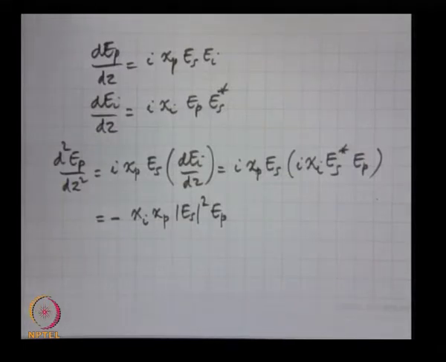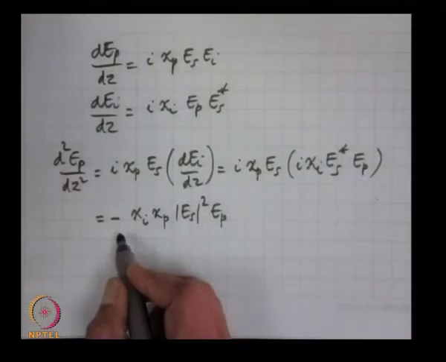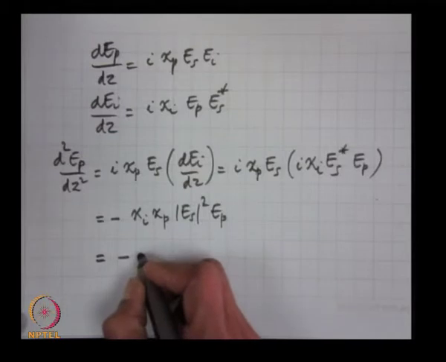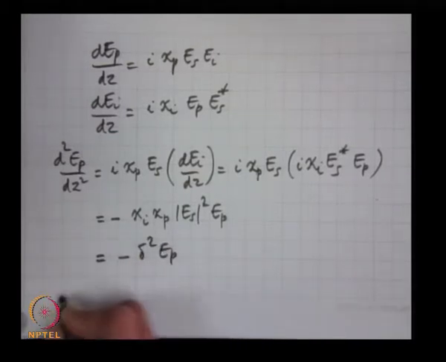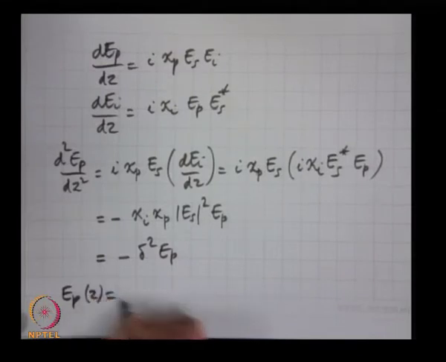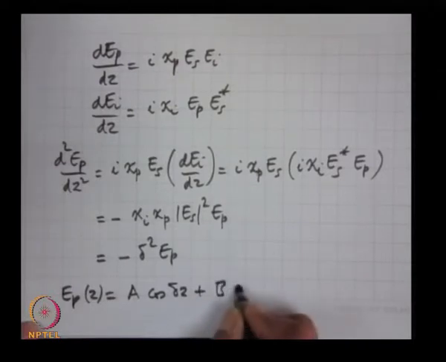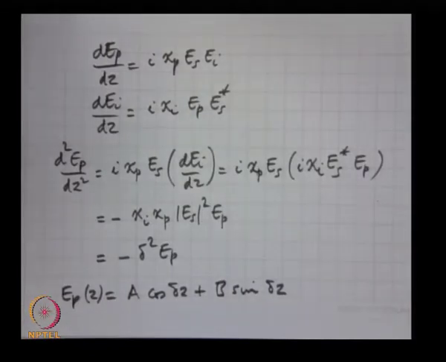What is the difference between this equation and the equation we had got for difference frequency generation? Yes, there's a negative sign here. So the solution will be oscillatory. So let me call this minus delta square or something, Ep. So what is the solution? Ep of z is equal to A cos delta z plus B sine delta z. Oscillatory solutions.